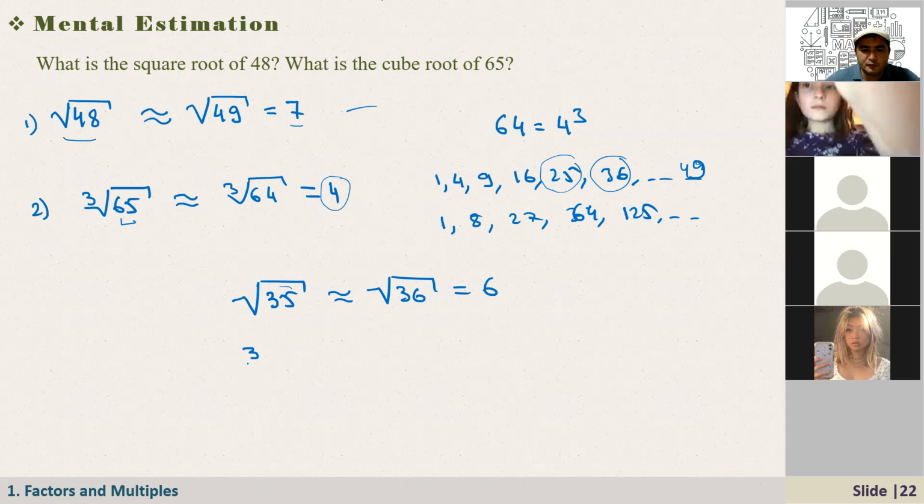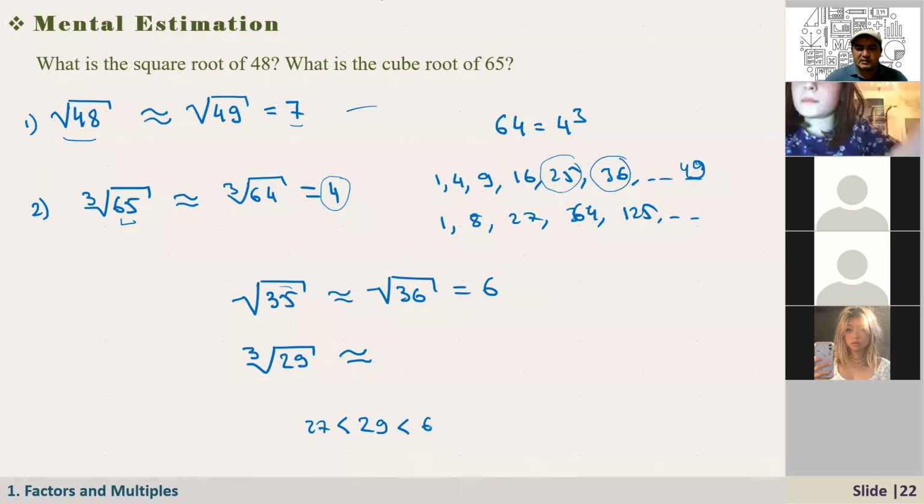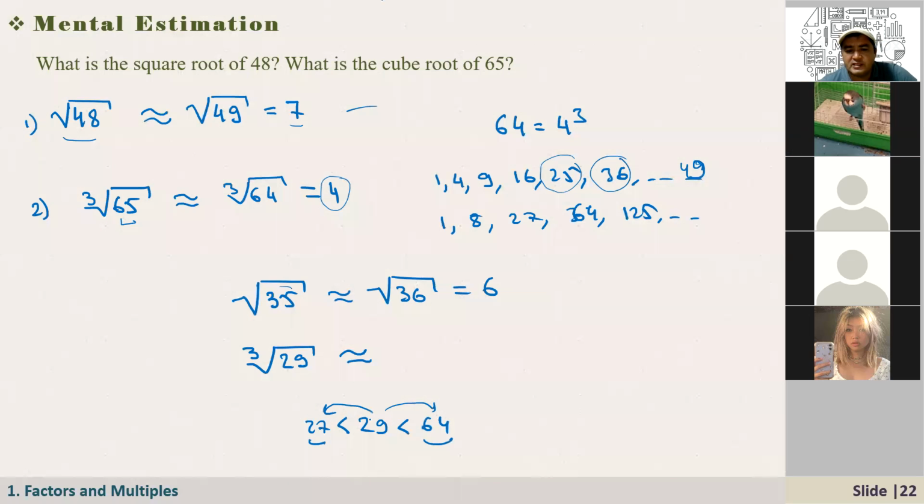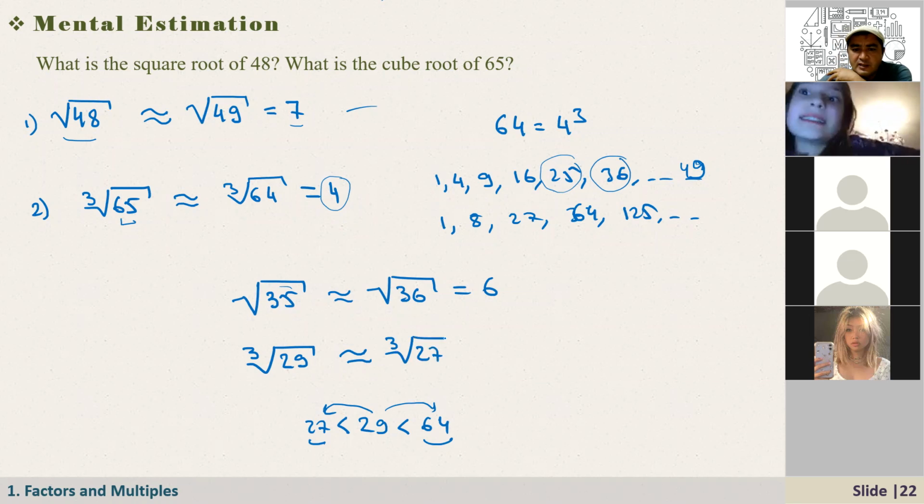Do you mean, for example, cube root of 29? Yes, cube root of 29. Okay, we know that 29 is greater than 27, less than 64, right? It is between these two cube numbers, right? So actually, is this 29 closer to 27 or 64? It is closer to 27, right? So I should estimate this with 27. That's equal to cube root of 27. Now we know how to calculate this. What is cube root of 27? That's equal to 3.